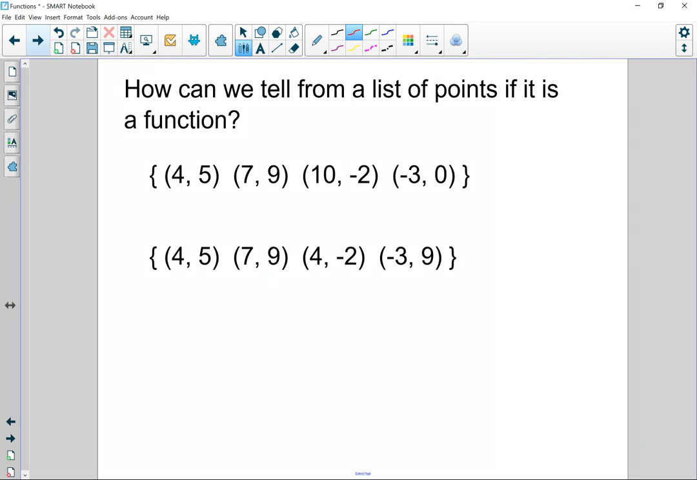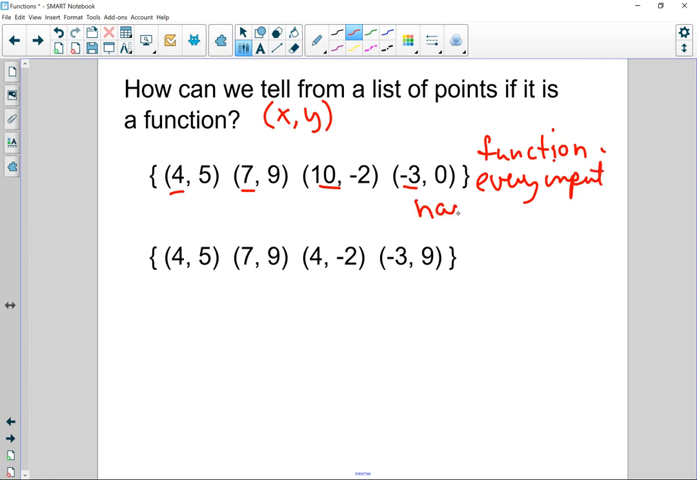Let's look at a list of points. Well, remember when we write points, we write x, comma, y. So there's our input, the x. Our output is the y. So let's underline all our inputs. We have an input of 4, a 7, a 10, and a -3. Well, that never repeats, does it? So I don't have to worry about there being a problem because the x's don't repeat. So this is a function. And we said the only reason we ever write when it's a function is every input has exactly one output.